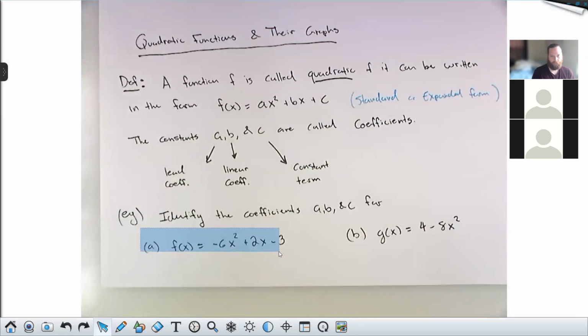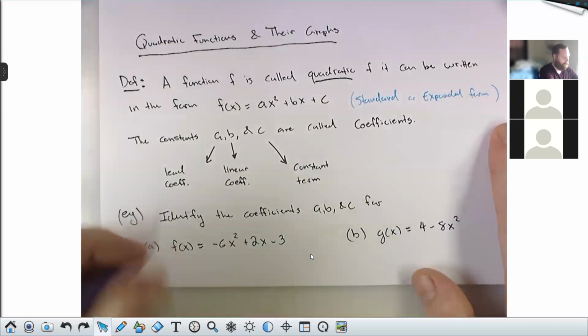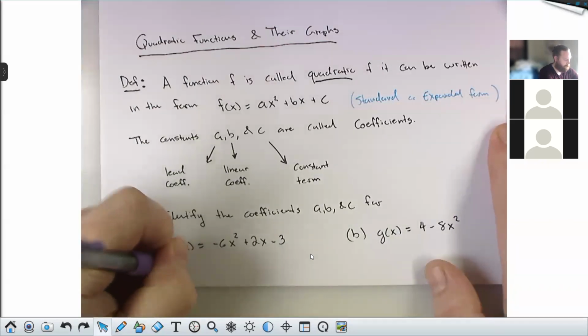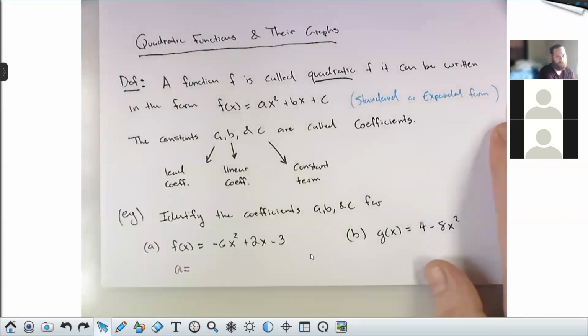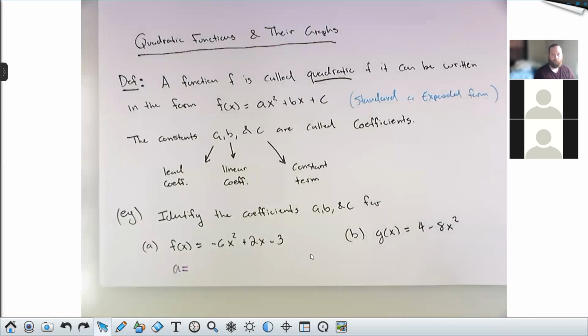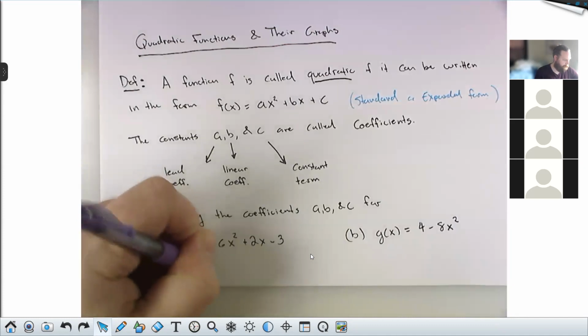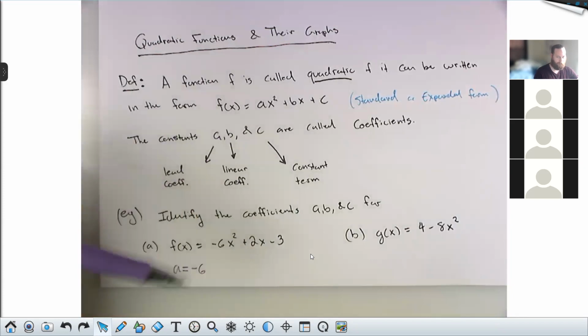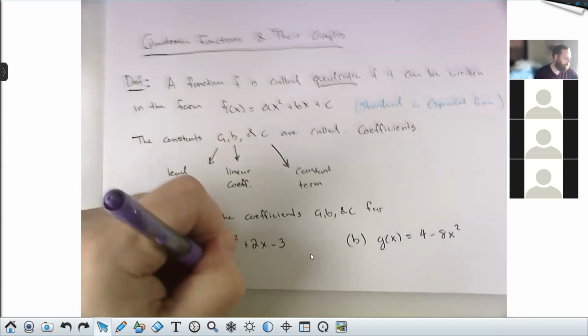And I think this is the easier one to begin with. So let's begin with this one. If we look at the function f here, this is of the form something times x squared plus something times x plus something else. What are those things? What is the lead coefficient a? -6. Yeah, very good, right? A is the number that's multiplying x squared. So this is -6x squared. So a is -6. What is b?